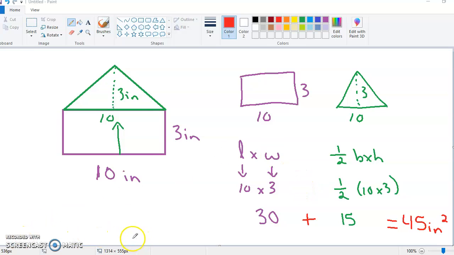So I'll go ahead and give you a moment to copy this down, or you can even pause the video for a moment and finish copying this down before I move on to the next shape.